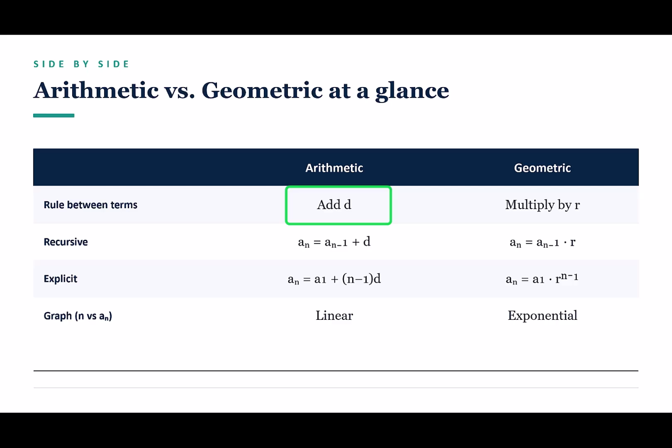To finish up, let's do a quick side-by-side comparison of arithmetic and geometric sequences. For arithmetic sequences, the rule says that you add a common difference of d between terms. In geometric sequences, you're multiplying by a common ratio, r. The recursive formula for arithmetic is a sub n is a sub n minus 1 plus d, and for geometric, the recursive formula is a sub n equals a sub n minus 1 times r. The explicit formula for arithmetic is a sub n is a1 plus n minus 1 times d, and for geometric, the explicit formula is a sub n is a1 times r to the n minus 1. And if we think about the graphs, arithmetic will give us a linear graph where geometric will be exponential.